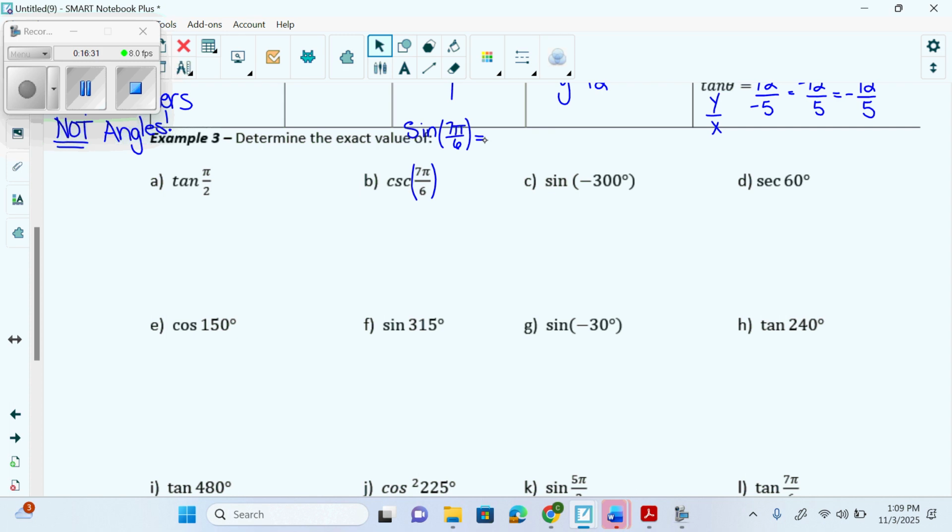I think it's -1/2, is it not? Yeah, it is. So you go to the y at 7 pi over 6. What is the y at 7 pi over 6? -1/2, correct? And that's technically y over r, is it not? Do we agree? So what would cosecant of 7 pi over 6 be?